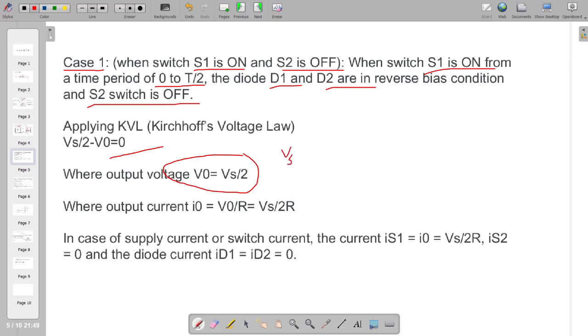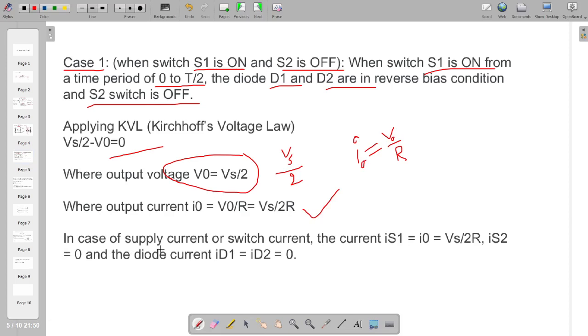Vs upon 2. The output current I0 we all know from Ohm's law: I is equal to V upon R. So I am using that equation here. Output current is output voltage over the resistance of the load, so I0 is equal to Vs upon 2R.